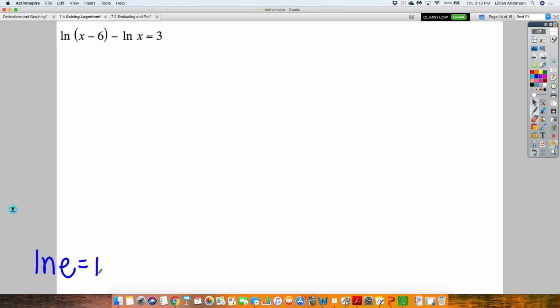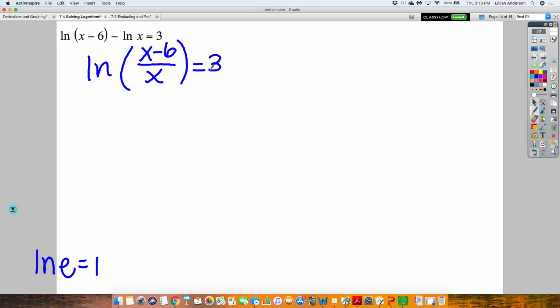Okay? You're going to need the e to solve a natural logarithmic equation, especially when it's not like a log equaling a log. Here, same rules apply though. You need to condense. When I condense this, it turns into what? Subtraction means division, so this becomes x minus 6 over x equals 3. So you condense it, remember, subtraction means division. Now, step 2 says you need to rewrite it in exponential form.